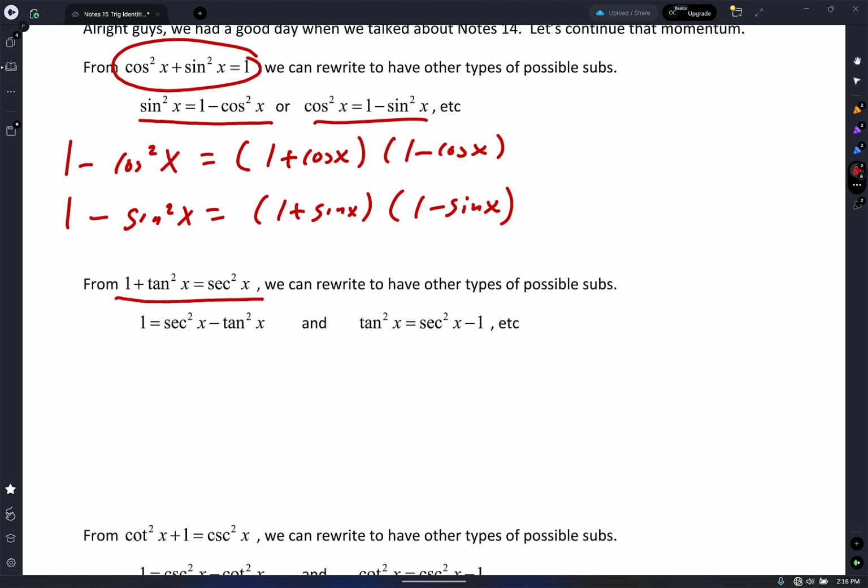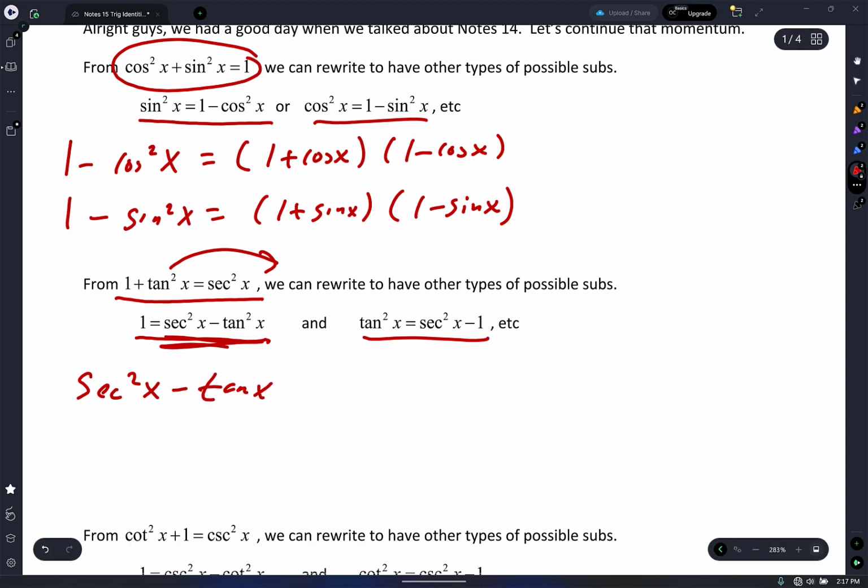Same thing with this, guys. 1 plus tan squared equals secant squared. So then you can move the tan squared to the right to get secant squared minus tan squared, which is this guy. You can leave the tan squared alone and move the 1 to the right, and you get this guy. Both of these, the secant squared minus tan squared, that's the difference of squares as well, guys. So you can use this.